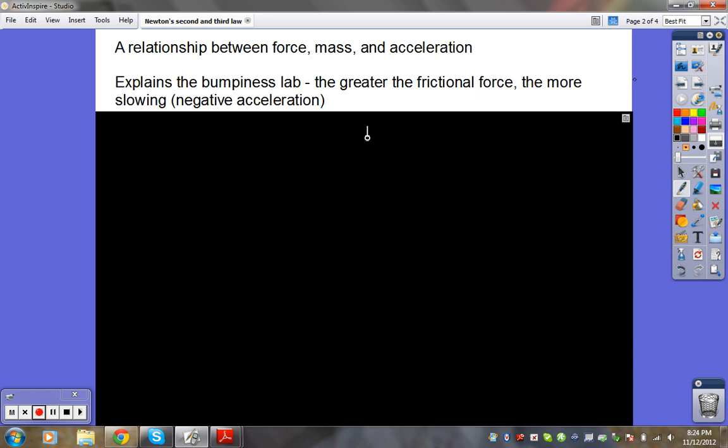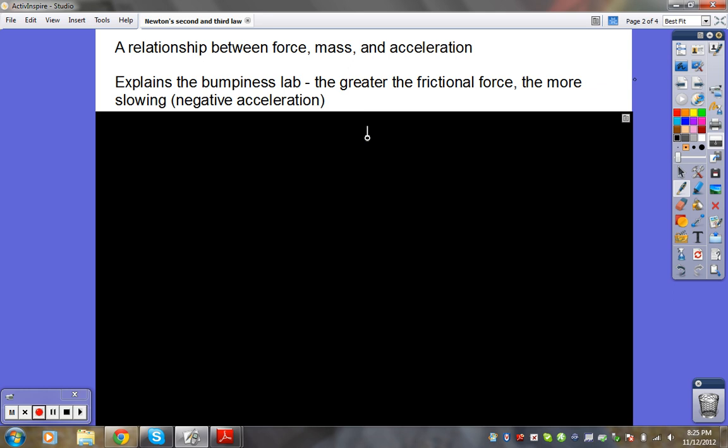For example, in the bumpiness lab, we saw that the greater the frictional force, the more slowing there was, slowing being negative acceleration. And if you're wondering where that negative is coming in, a frictional force is actually a backwards force. So technically on a force vector diagram, you would label it as negative. The negative here referring to direction, not to magnitude. We've seen that a couple of times, like in velocity. So the greater frictional force you had, the bigger your F was, the mass stayed the same, the bigger your A was, meaning you had more negative acceleration, more slowing.